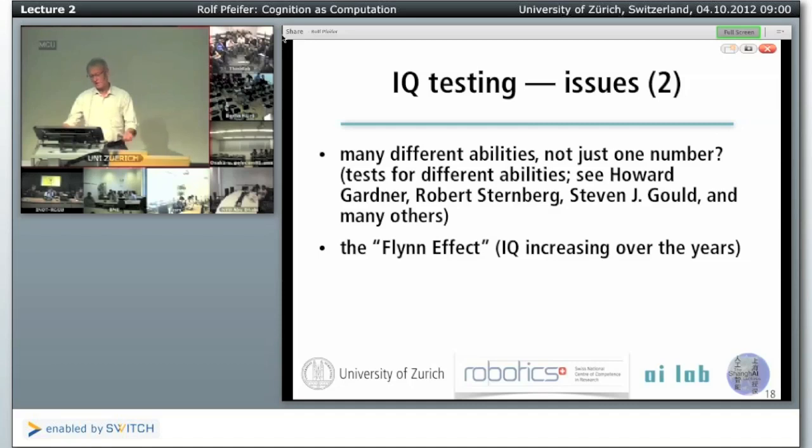And then, you know, there are various criticisms. I mean, intelligence is multifaceted, many things. How can you just characterize all that with one single number?